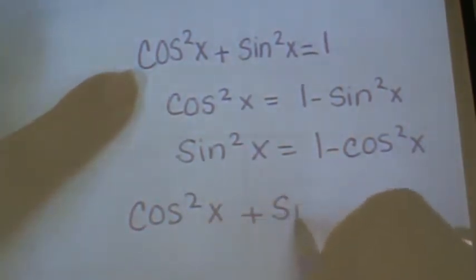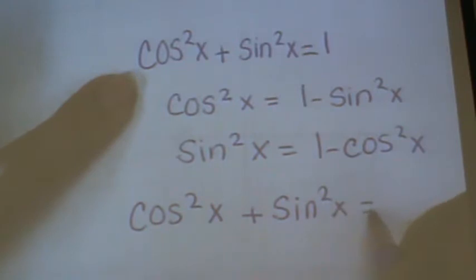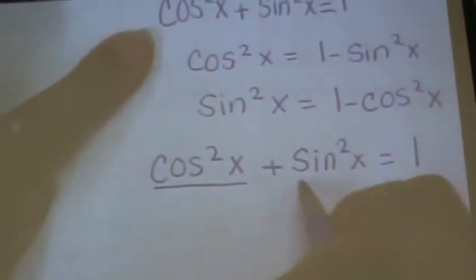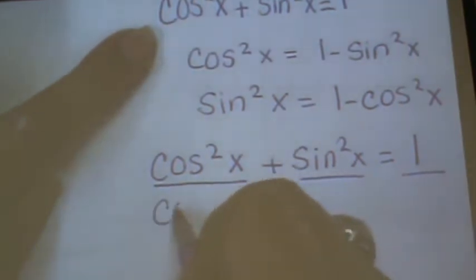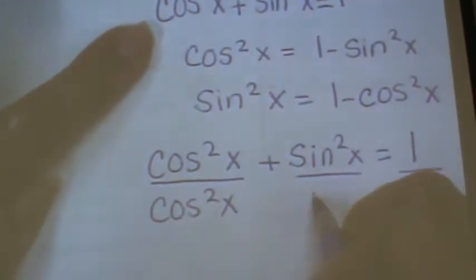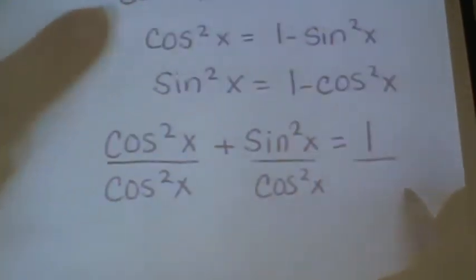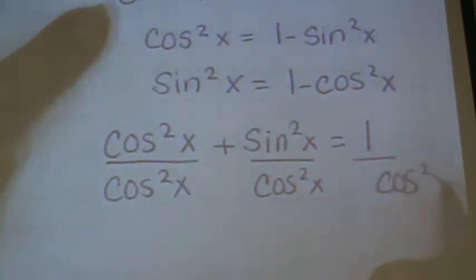Now, another thing you can do is you can take this identity, let's go back to the basic. Where did it come from? We squared each side and then divided by R squared. So we can take this one and let's just divide everything by cosine squared. We're just pulling this out. We're going to divide everything by cosine squared.